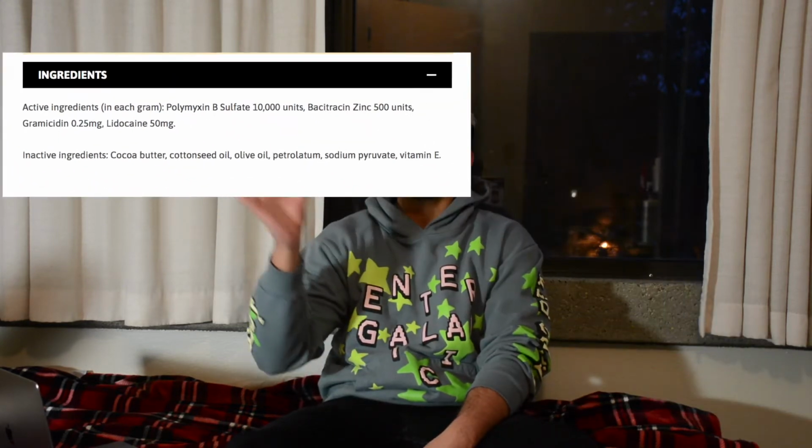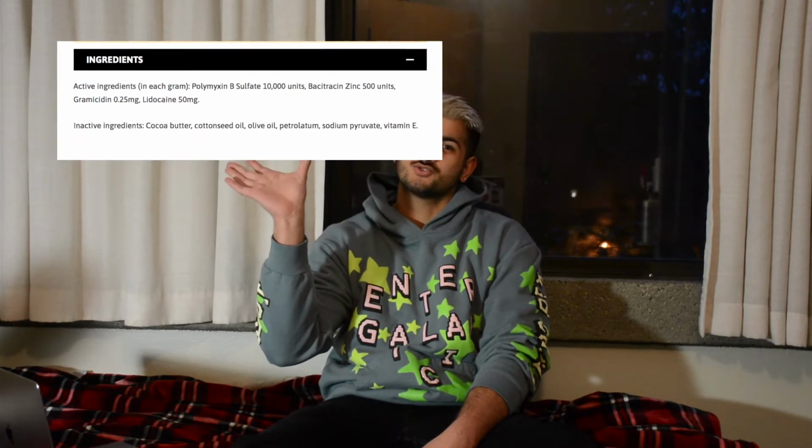Antibiotics prevent infection by killing off bacteria or preventing the further growth of that bacteria and allowing it to die off. The antibiotics inside of Polysporin are bacitracin, polymyxin B, and gramicidin. And you can see the doses right up here. I'm gonna put the doses, just a little picture right there. That's how many is per gram of Polysporin.